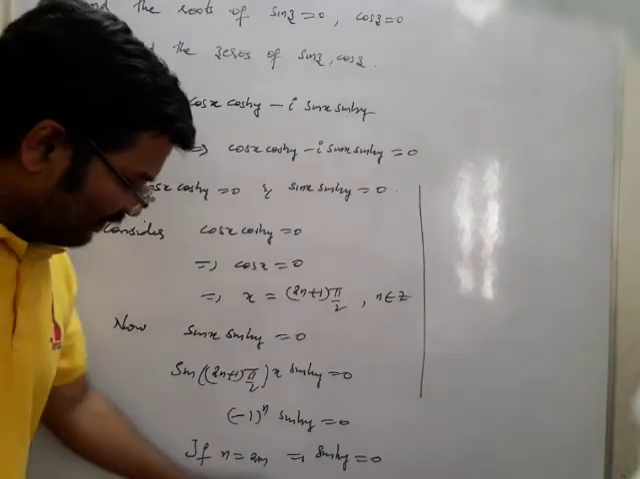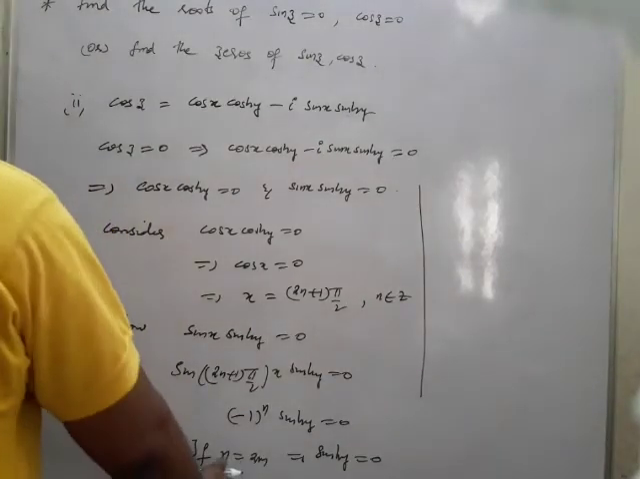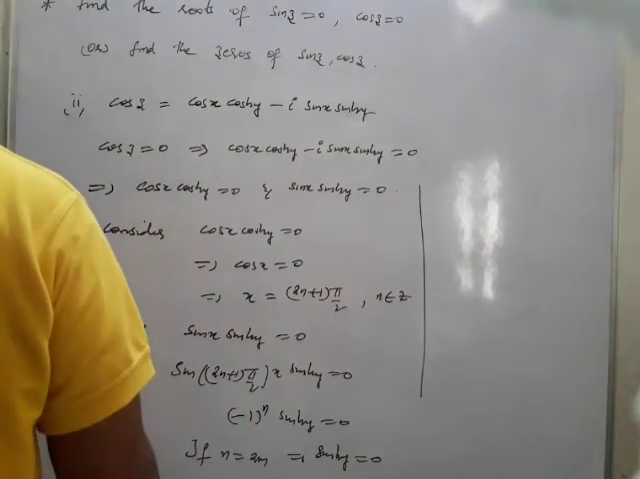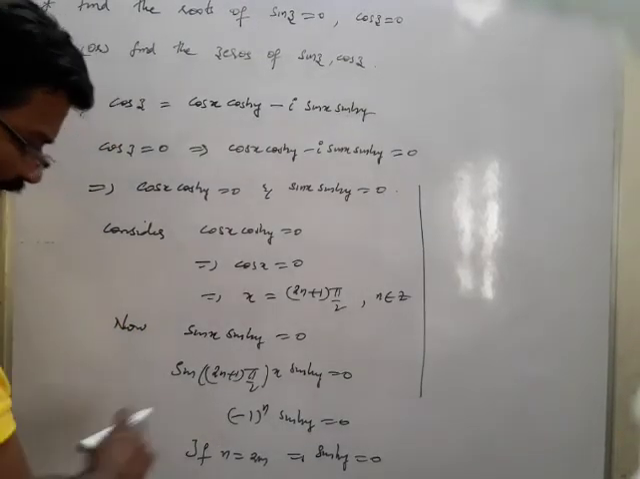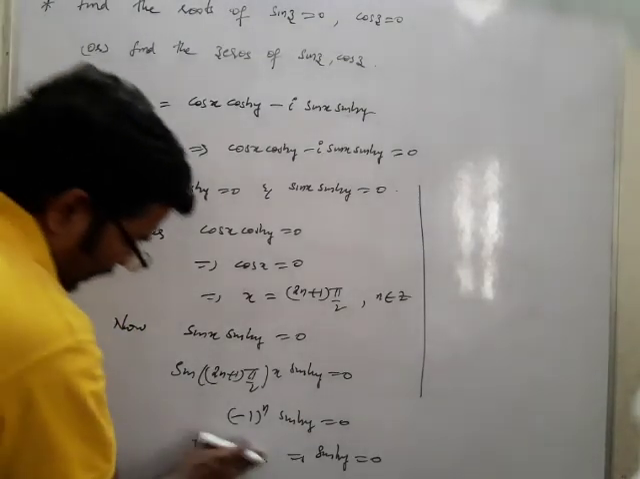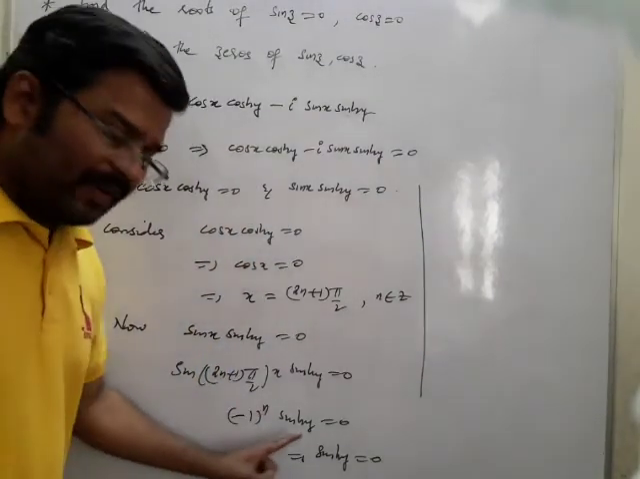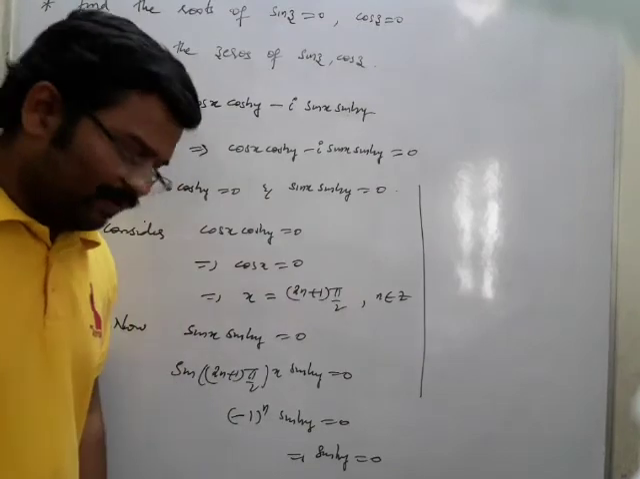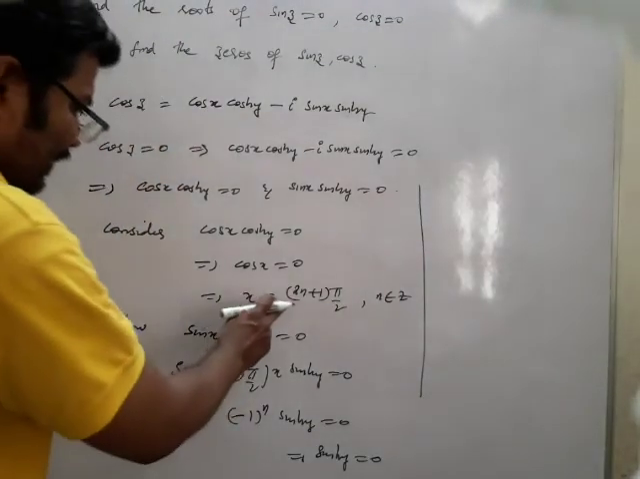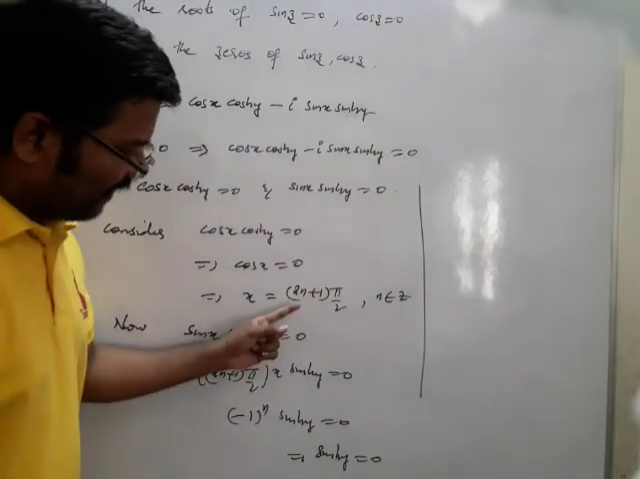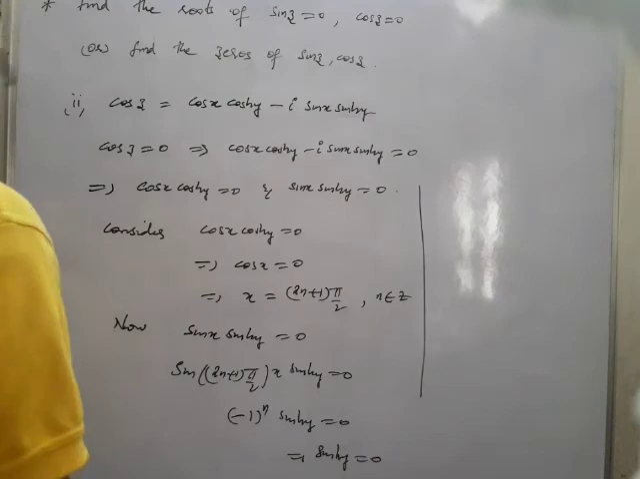So what I got here, y equal to 0, and x is equal to 2m. Okay, like this if you do again it's a problem. So one thing we'll do, we'll write (-1)^n is not equal to 0, sinh y equal to 0, then y equal to 0. So y equal to 0 you got, and x equal to this one you got already, x is equal to (2n+1)π/2, so therefore y is equal to 0.